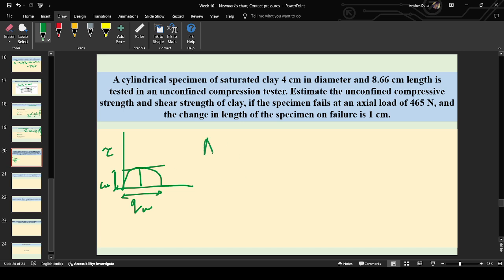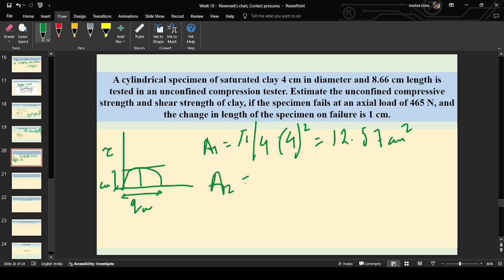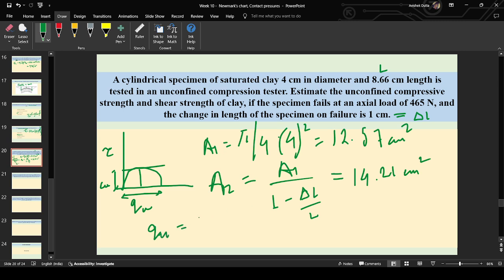Now in this case, the initial area A1 will be equal to how much? Pi by 4 d square, pi by 4 into 4 square, that will be 12.57 centimeter square. The area at failure A2 equals A1 divided by (1 minus strain), where strain is del L by L. Del L is 1 centimeter, and this is the length of the sample. So you solve this, you get the area at failure approximately 14.21 centimeter square. Now why find this? Because we need to find the unconfined compressive strength, which is load by area. Load is 465 Newton.